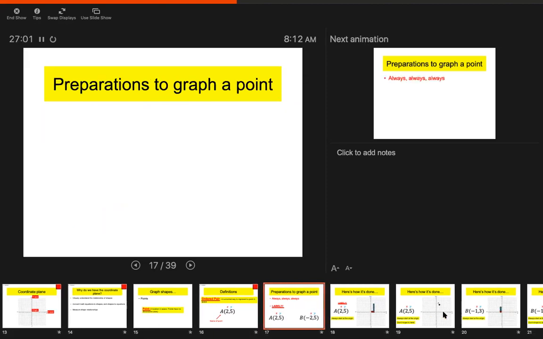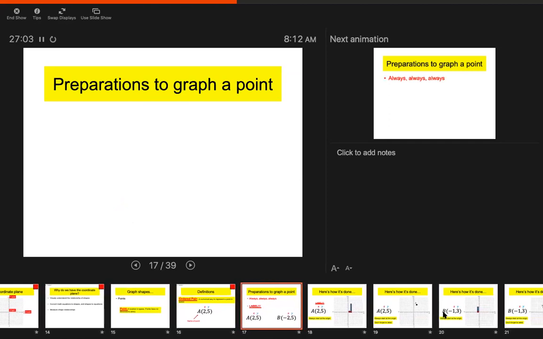Okay, then. All right. So the preparations. Tonight for homework, we'll do two things. I'll ask you to graph points, and I'll give you a graph of points, and you have to write their ordered pair. So two things. The preparations for the first thing, which is to graph a point, are as follows.